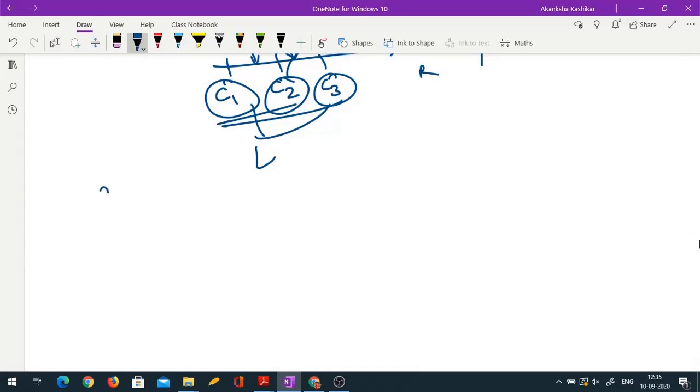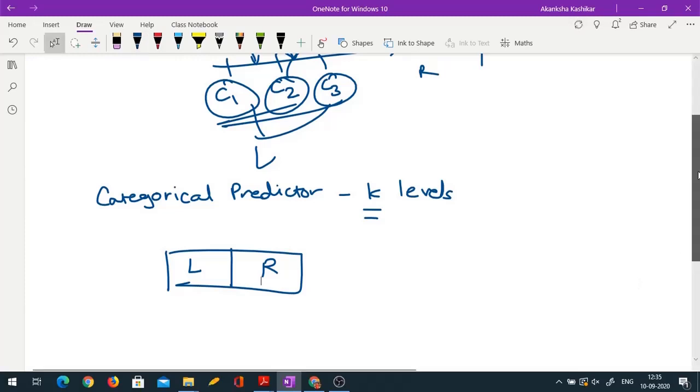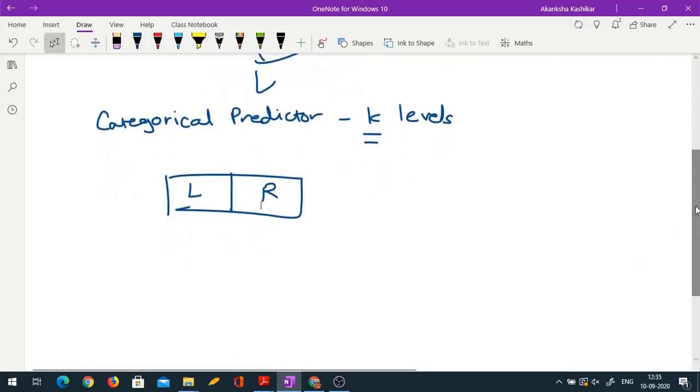Let me consider a categorical predictor which has k levels or k categories. If you have k levels, how many combinations are possible? You have to divide these k levels into two groups. One is going to be the left group, the other is going to be the right group. So how many possible combinations are there? Just give it a thought. Perhaps someone is guessing 2 raised to k. At first thought that sounds about right.